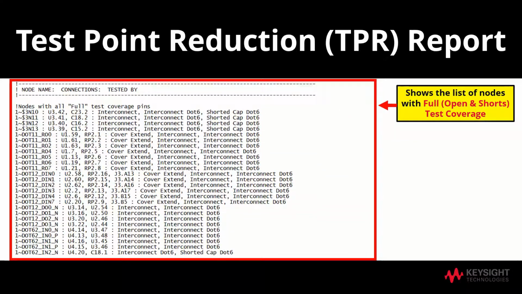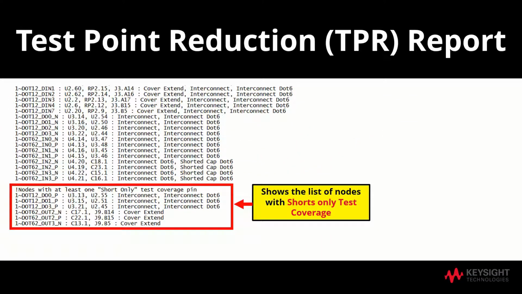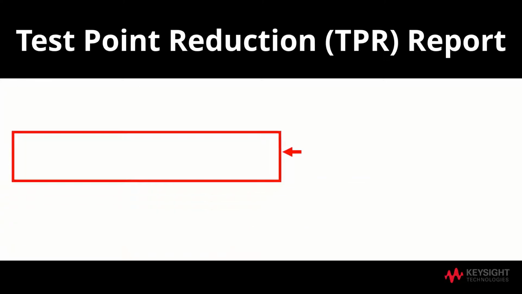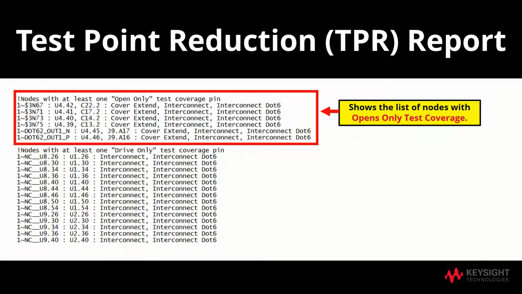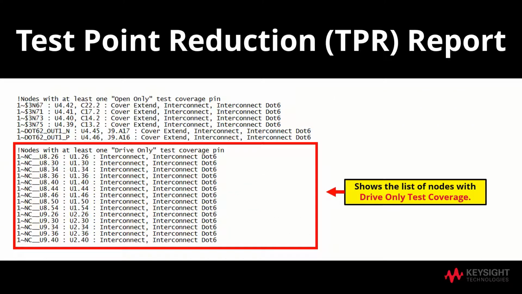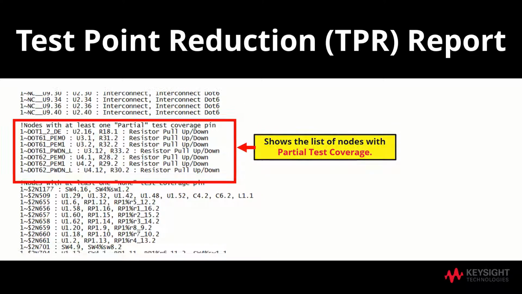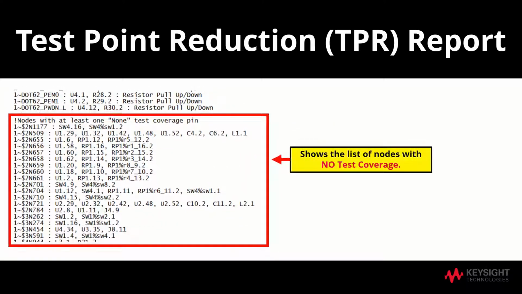This section indicates the list of nodes with full test coverage. This section, on the other hand, indicates the list of nodes with shorts-only test coverage. This part of the report shows the list of nodes with opens-only test coverage. Below that, we can see the list of nodes with drive-only test coverage. This section reflects the list of nodes with partial test coverage. The last part of the report reflects the list of nodes with no test coverage.